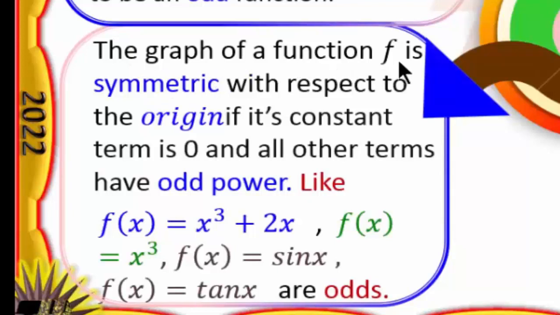The graph of the function f is symmetric with respect to the origin if its constant term is 0 and all other terms have an odd power, like f(x) equals x to the power 3 plus 2x. 3 is odd and 1 here is odd, then this function is an odd function. f(x) equals x cubed is an odd function. f(x) equals sine x, f(x) equals tangent x are odd functions.